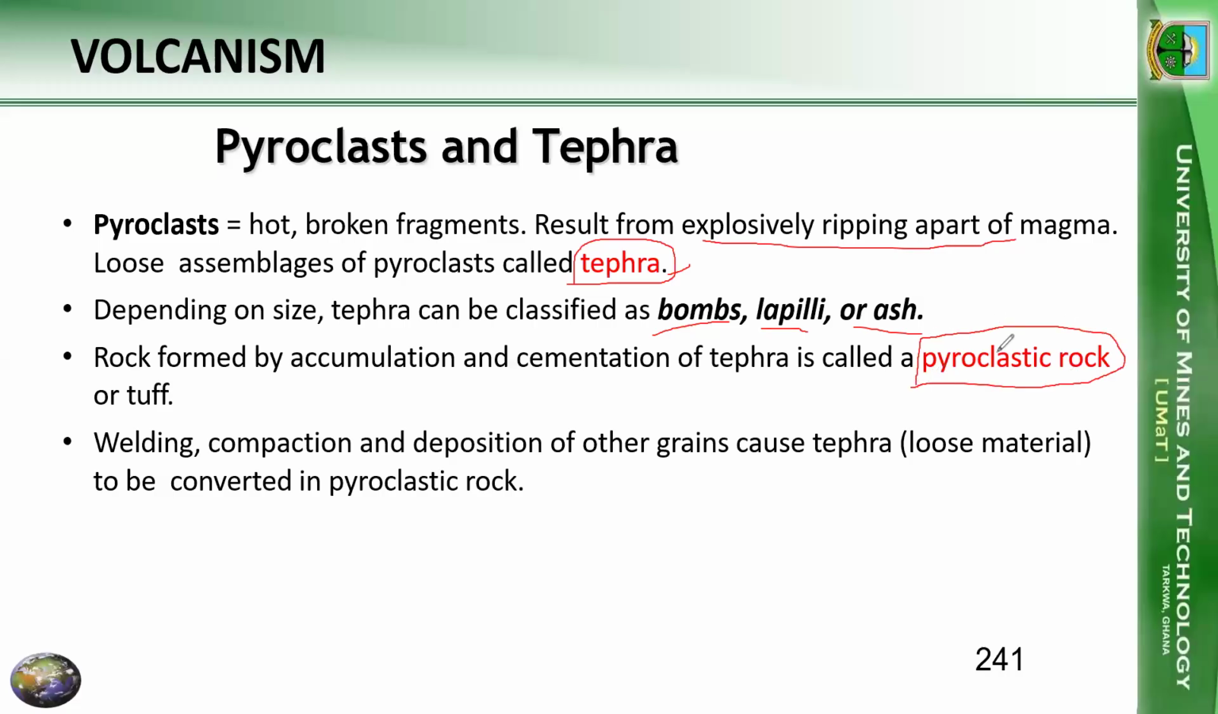Pyroclastic. So clast means particles, and pyro comes from magmatic vents, hot, broken. So when we have some degree of welding or cementation of the particles, we form a pyroclastic rock. These actually look like sedimentary rocks, but they are volcanic rocks.